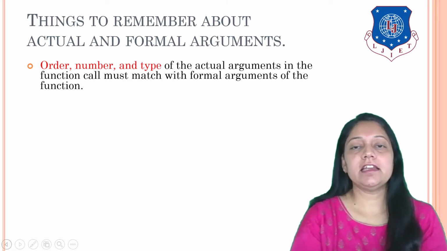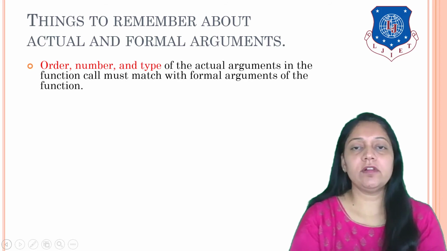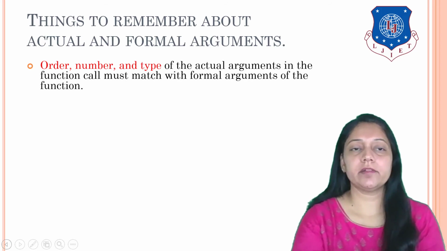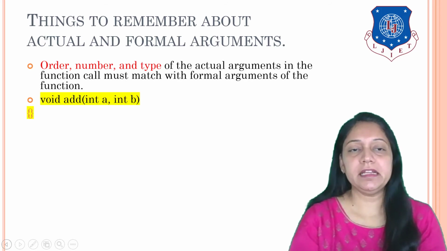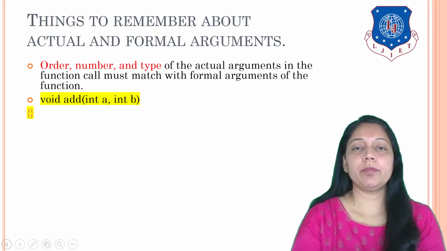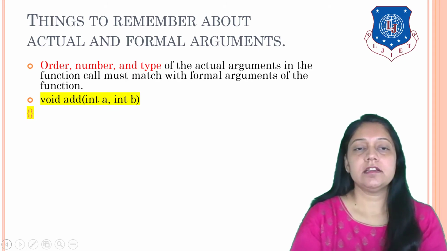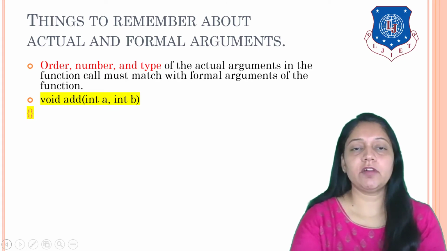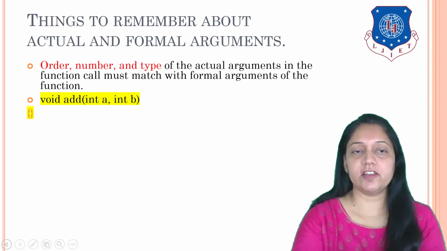If there is any error in any of these three things, then you will get an error by the compiler. Now let's understand what it means. Say I have a function void add, in brackets I am passing two integer arguments. This is my definition of the function. Right now I have omitted the logic of the program, and simply concentrate on the signature of the function.